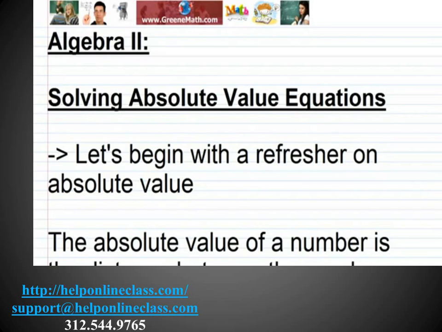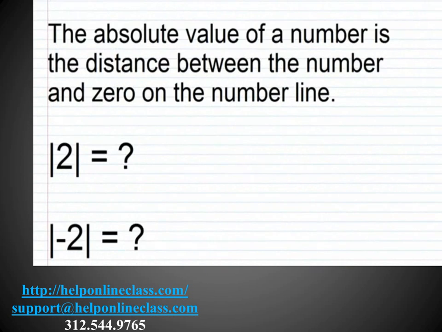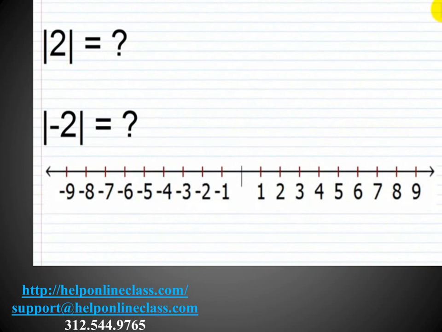So the first thing I want to do is start out with a refresher on absolute value. And at this point in your math career, if you're in Algebra 2, you should basically be very familiar with this concept of absolute value. But essentially, the absolute value of a number is the distance between the number and 0 on the number line. So two really quick examples.